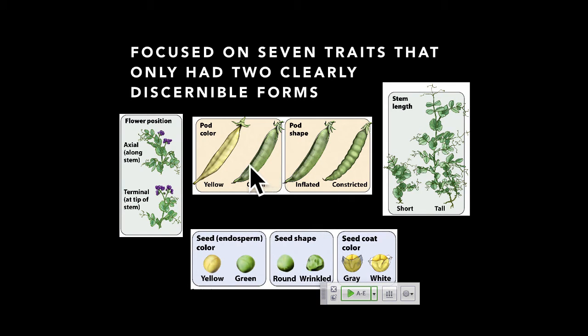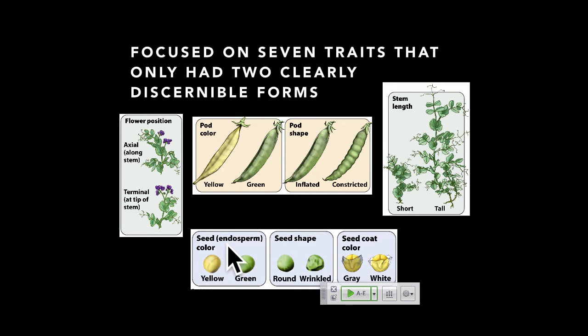So he looked at these seven traits: the position of the flower, the color of the pod, the shape of the pod, the length of the stem, the color of the endosperm and the seed coat, and the shape of the seed. So he had these seven traits.